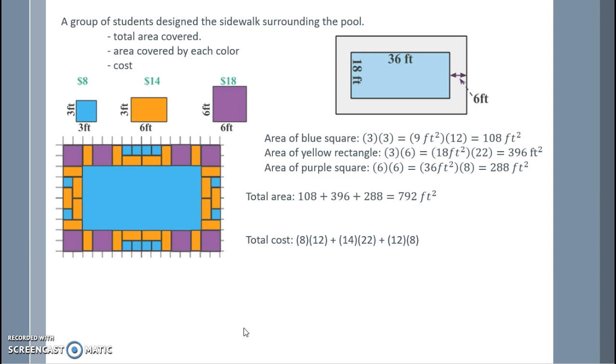The total cost then would be, so the blue ones are $8 a piece, and we had 12 of them. The yellow ones are $14 a piece, and we have 22 of them.